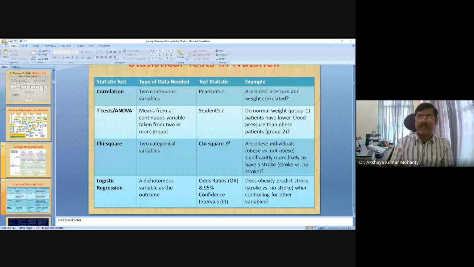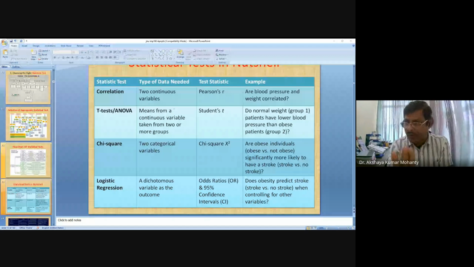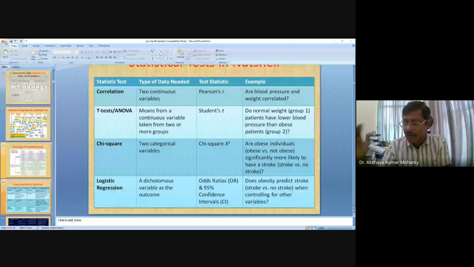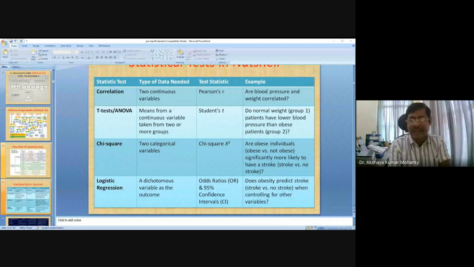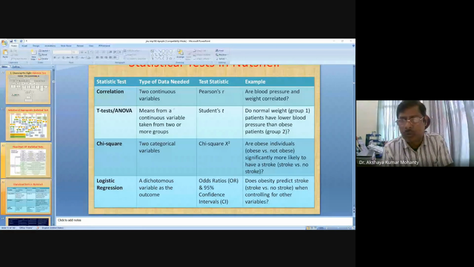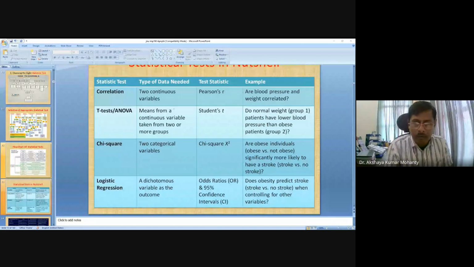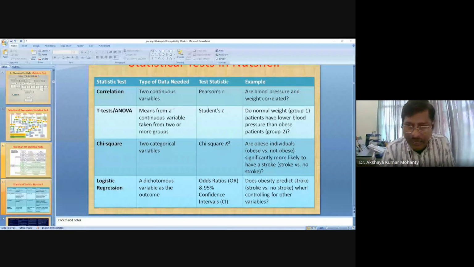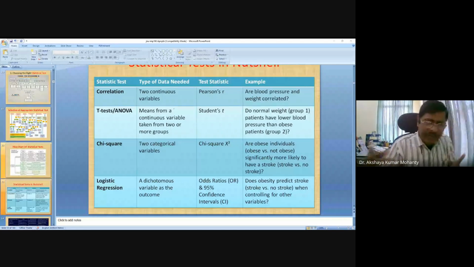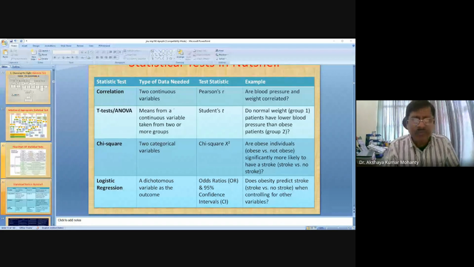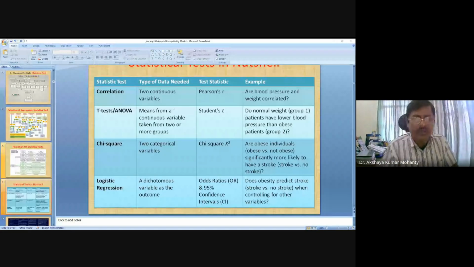Now let us see the next example. I have shown you the four examples. The second example: you are in the field and you are finding the second example. Group 1, normal weight patients have lower blood pressure than Group 2, obese patients. This type of situation you find in medical settings. You have visited one hospital and you are doing your field research in health economics or health-related research, and you have found this example.